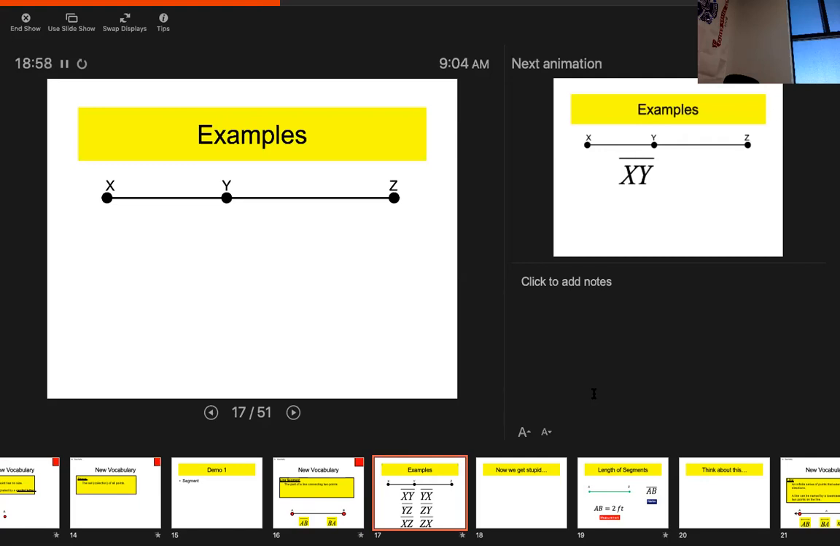Give me one of them that you see. XY. So Chris sees this one right here. Okay? And he said that was XY. Sounds good to me. So we put an X, we put a Y, we put a line over the top.